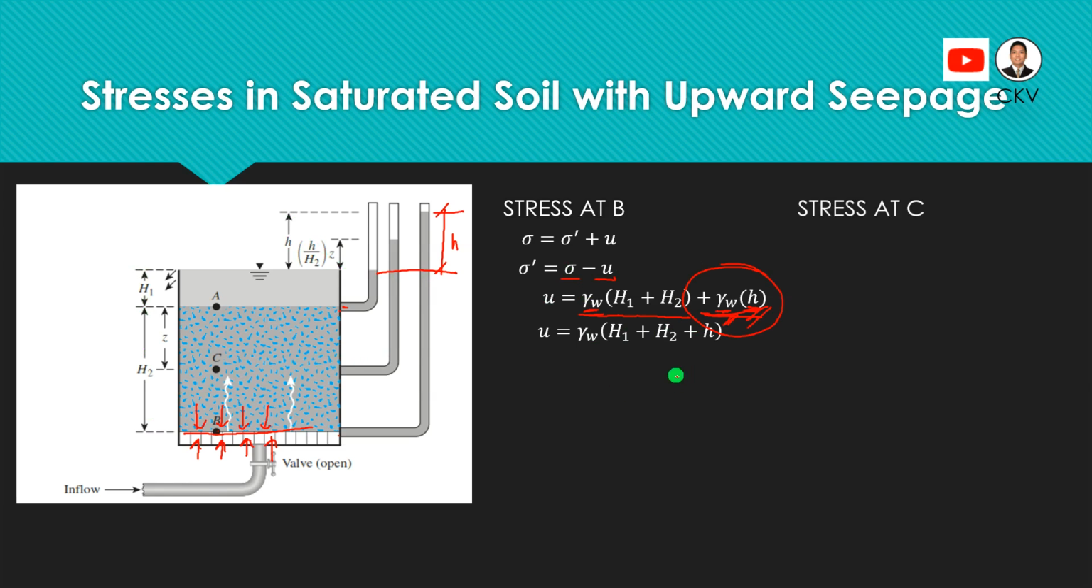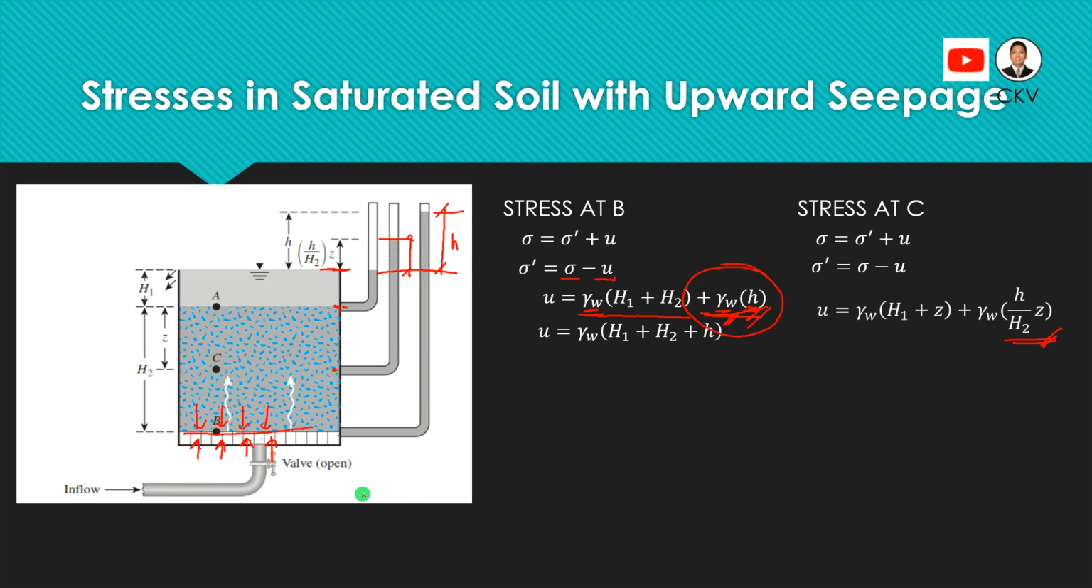So for the stress at C, which is an intermediate point in the soil layer, we have the same solution, only that we are going to determine the pressure head difference from the top surface of the water to the pressure head of point C. So here's the equivalent height. We have a solution of H over H2 times Z.